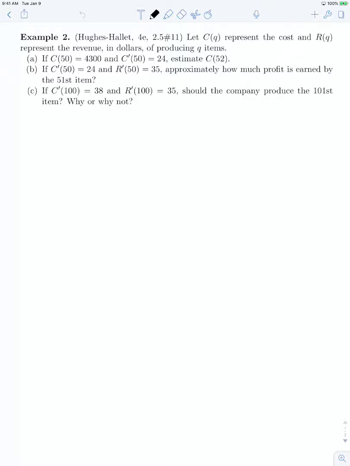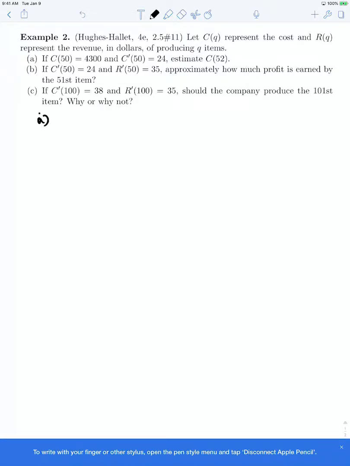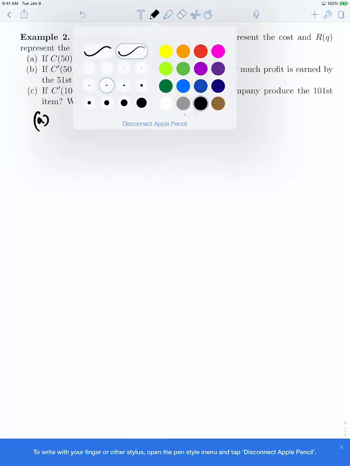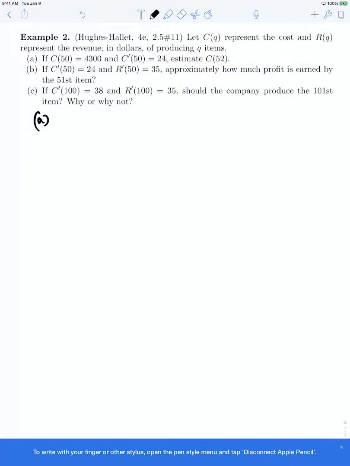Okay, so basically we just take 4,300 plus 24 times 2, because we were adding 2 items. And so you can, of course, plug this into your calculator as well as I can. Let's see, this would be 4,300 plus 48, so 4,348.